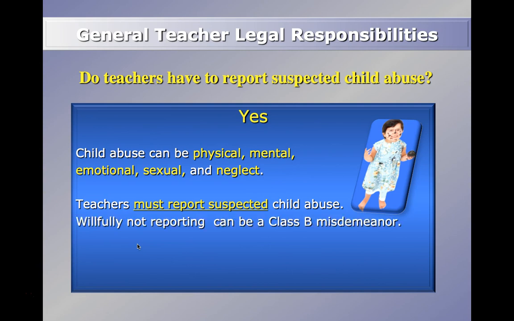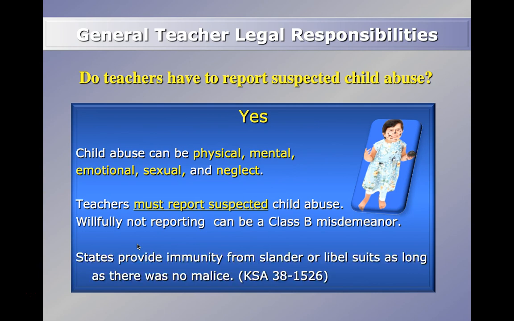And so if you willfully don't report what you suspect is child abuse and something happens, you can be charged with a Class B misdemeanor. Now, you are provided with immunity from slander and libel suits from the parents, because the parents typically are a little irritated that you called the SRS on them. So as long as there was no malice, you didn't do it just to get back at them, you're fully protected by Kansas state law.